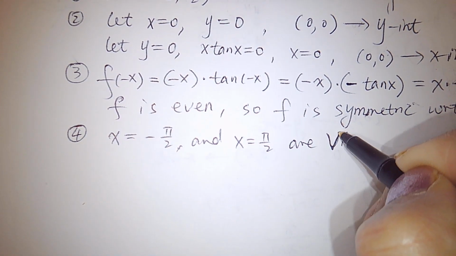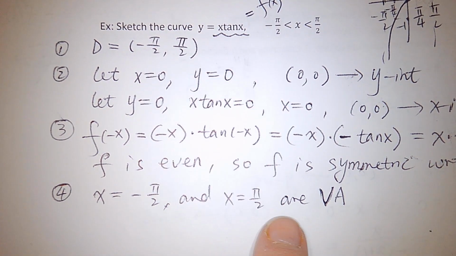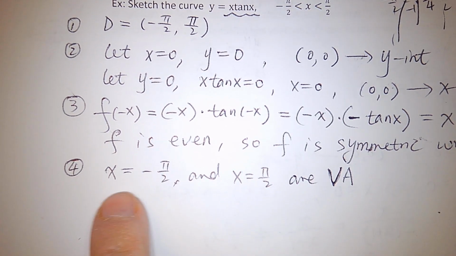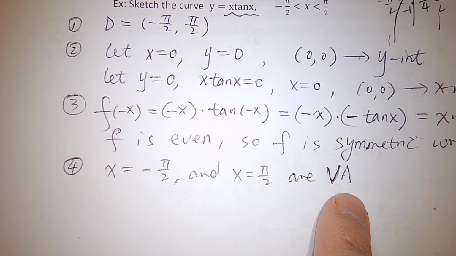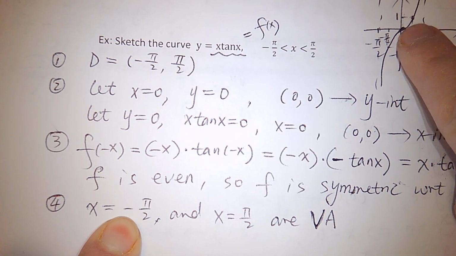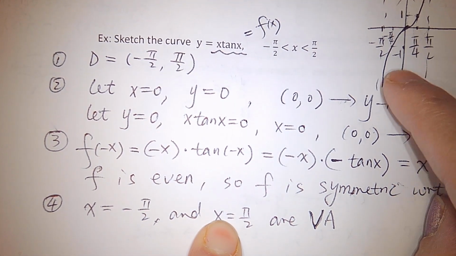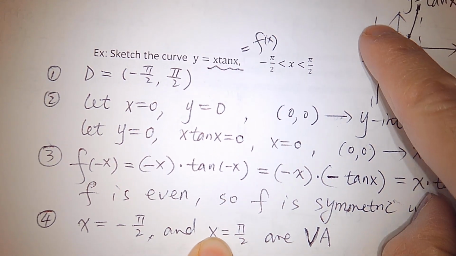But there's no vertical asymptote in between because there's no denominator here. Okay, there's no in between. These two are the vertical asymptotes because when x goes to negative pi over 2 from the right, or when x goes to pi over 2 from the left, our graph goes to positive infinity.